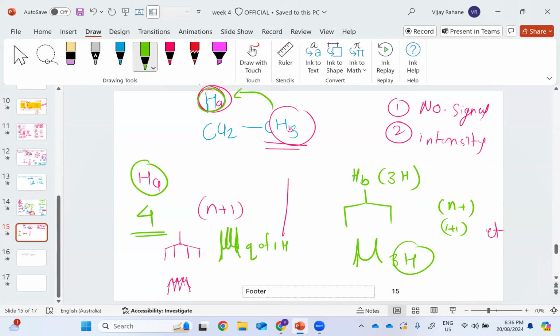If you take the integration, we will see that part later, but the integration of this one will be one hydrogen, and with respect to this one, it will be three. And if we check the intensity, this doublet will be 1:1. Similarly, this quartet will have all equal intensities.